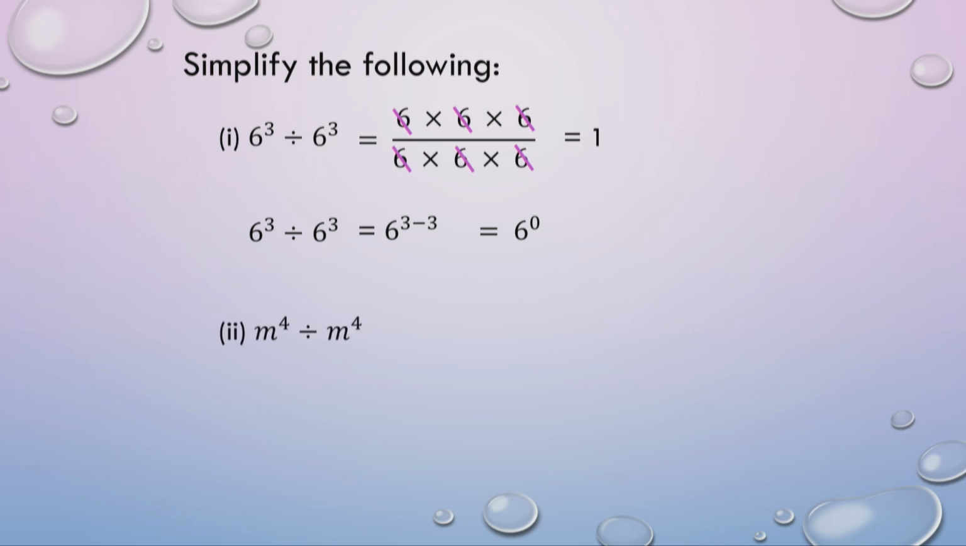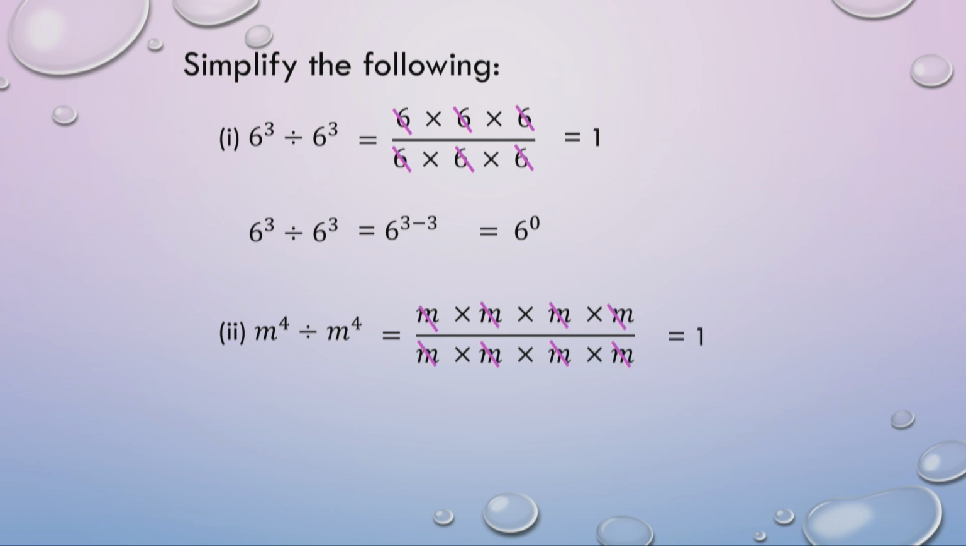Let us take a second part. m to the power 4 divided by m to the power 4. So again, writing in expanded form and simplifying, I will get 1. But if I apply the division law of indices, m power 4 divided by m power 4 will give me m to the power of 4 minus 4, which is m to the power of 0.